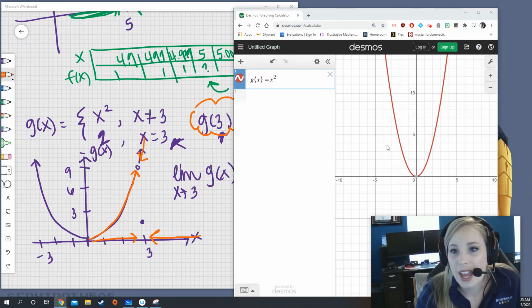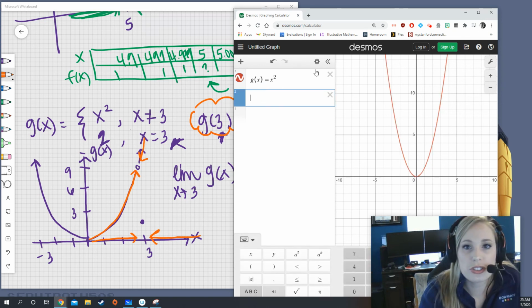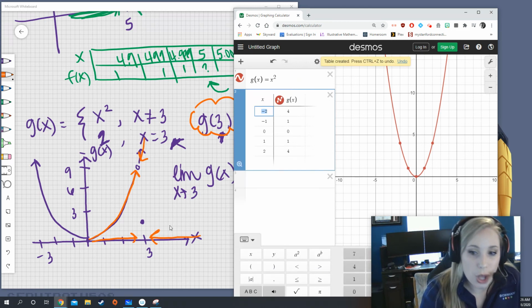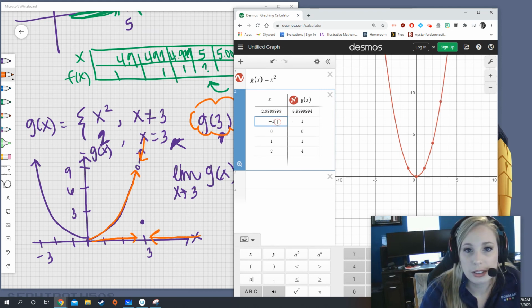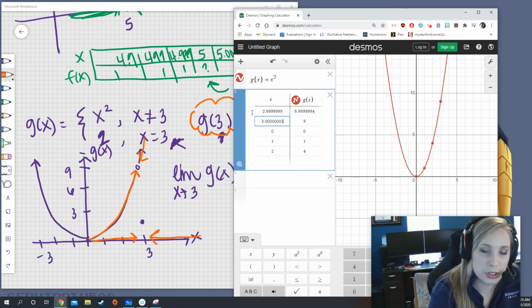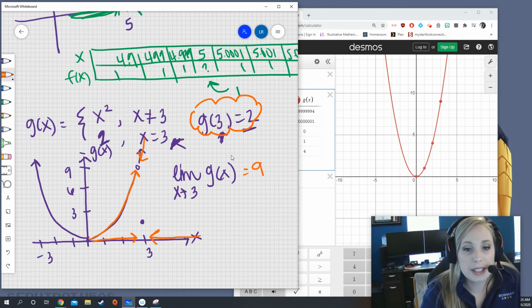So then as we're approaching, let's change this to a table like we did last time. We want to be approaching x is 3. And so we want to get as close as we can to x is 3, 2.99999, and then 3.000001. We see that the value that we would guess would be 9. 9 would be right in between there. And so that is why the limit here is 9.